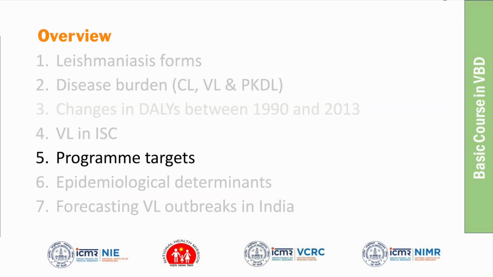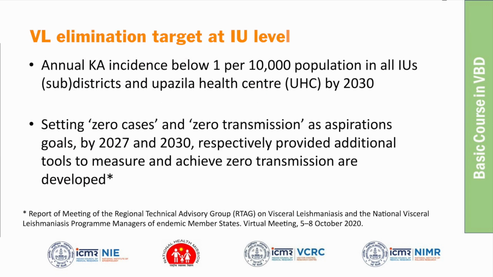Next, I'm going to give a review of the program targets. Here we are just looking at the different definitions first, and then we are listing out the different indicators for this purpose. The BL elimination target at IU level: the target is annual Kala-Azar incidence below 1 per 10,000 population in all the IUs, that is sub-districts in India and Upazila health centers in Nepal, by 2030. That is the elimination goal.